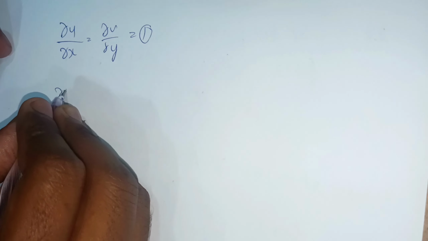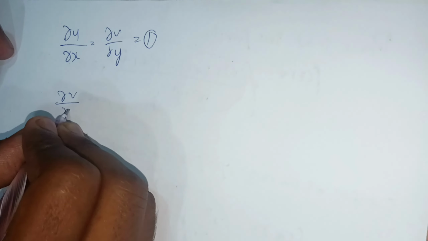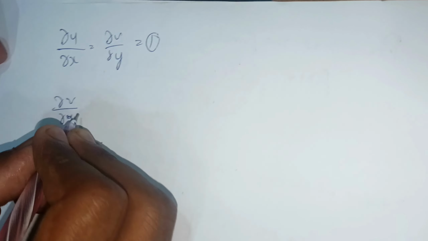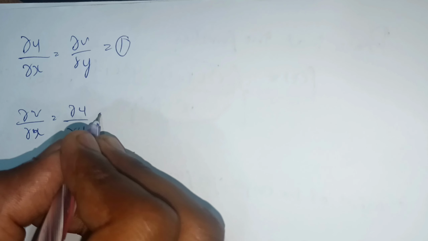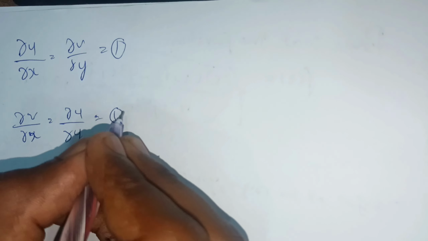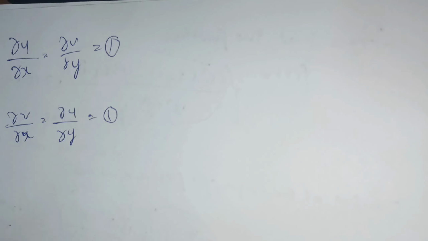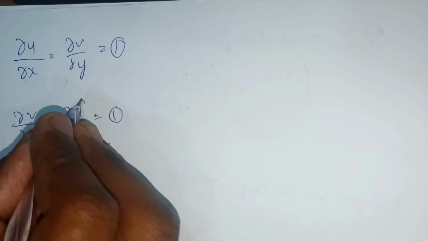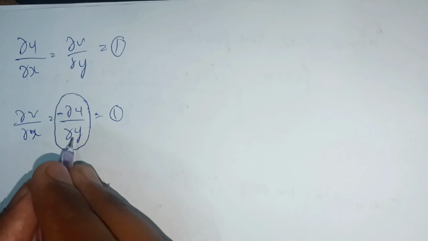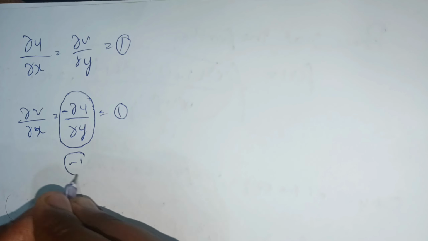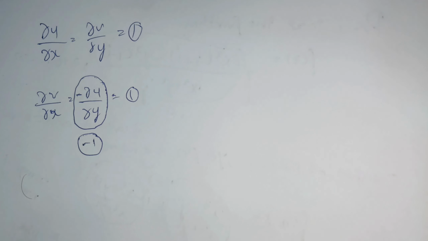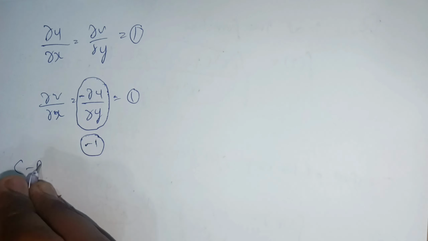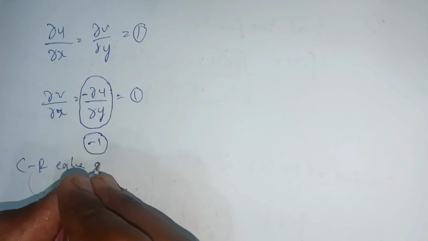Next, ∂v/∂x equals −∂u/∂y equals 1. Here there is a minus symbol. Here the ∂u/∂y value is what? −1 from equation 3. So here minus of minus will be placed, and the equations are satisfied. The CR equations are satisfied.